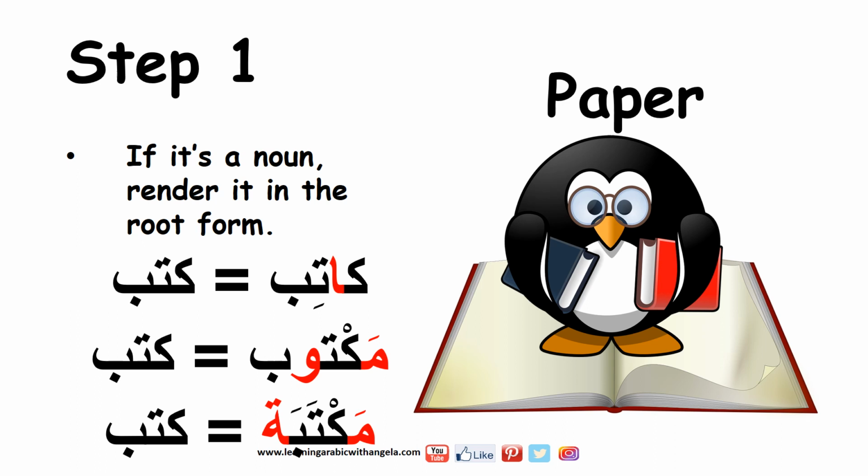And if the word is a noun, you have to render it in the root form as well. For example, كاتب, writer, becomes كاتبة. مكتوب, letter, becomes كاتبة. And مكتبة, library, becomes كاتبة. Notice how all the additional letters were removed.